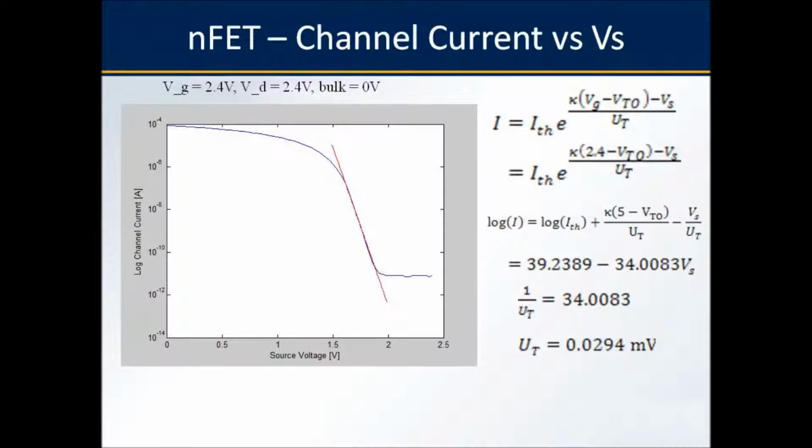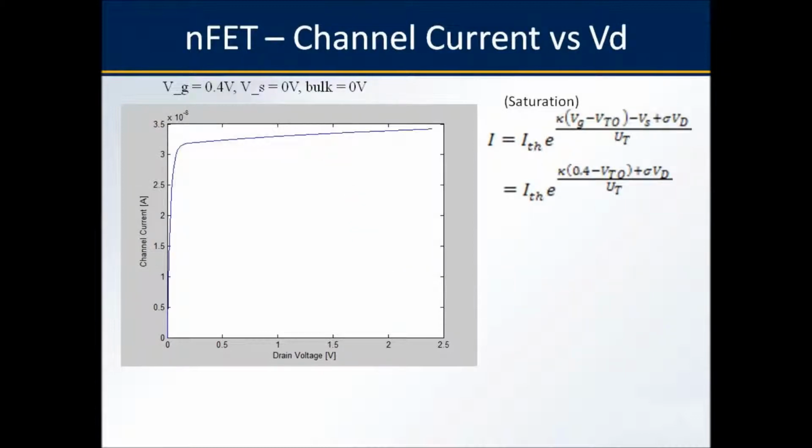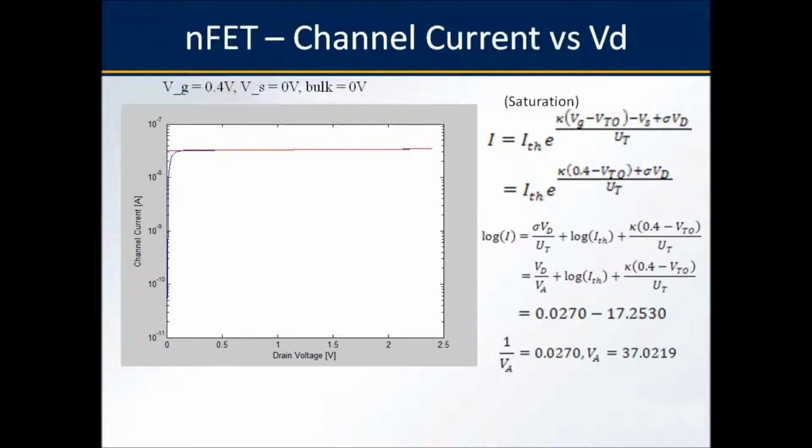The last measurement for the NFET is the drain sweep, keeping everything else constant. Again, let's see this in log scale. Applying a linear fit, we can get a value for VA, the early voltage, of 37 volts.